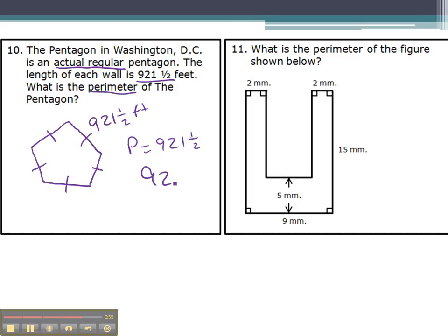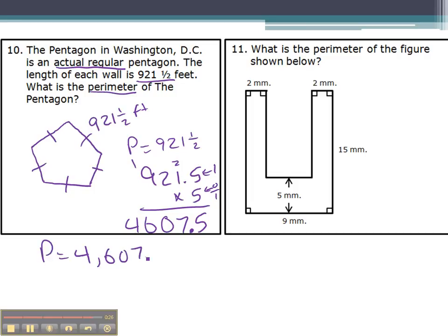So let's change 921.5 to a decimal, 921.5 times 5 walls. 5 times 5, remember I'm ignoring the decimal when I multiply with decimals. 5 times 5 is 25, carry the 2. 1 times 5 is 5 plus 2 is 7. 2 times 5 is 10, carry the 1. 9 times 5 is 45 plus 1 is 46. I have 1 decimal place here, no decimal places here, so I should have 1 in my answer. So the decimal goes there, and the perimeter equals 4,607.5 feet. Remember, perimeter is a distance, so the units would just be feet.